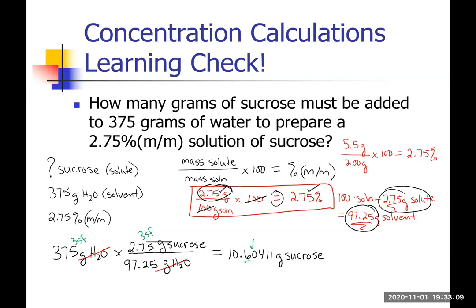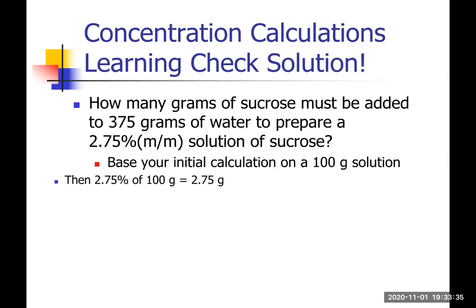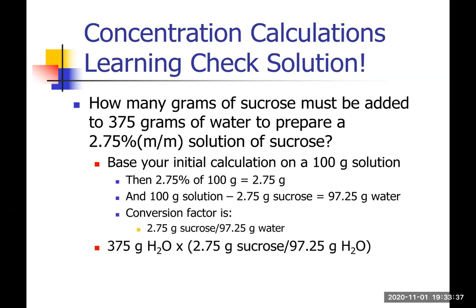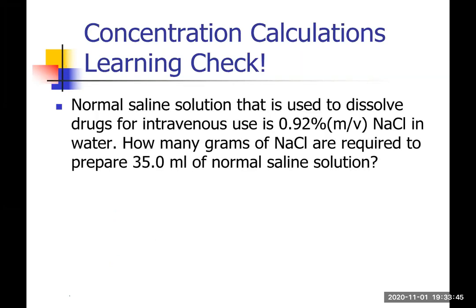And when I evaluate the next digit over, it's a 0. So that means that I have 10.6 grams of sucrose to add to 375 grams of water to prepare this 2.75 mass percent solution. Here is the total solution with the same answer. So let's look at another problem.